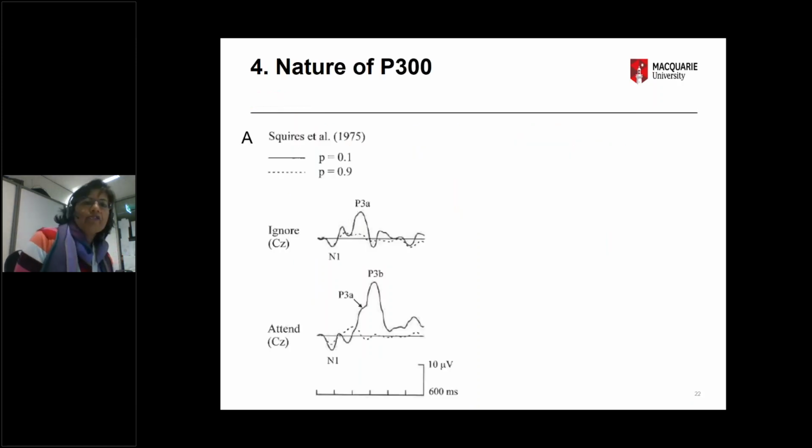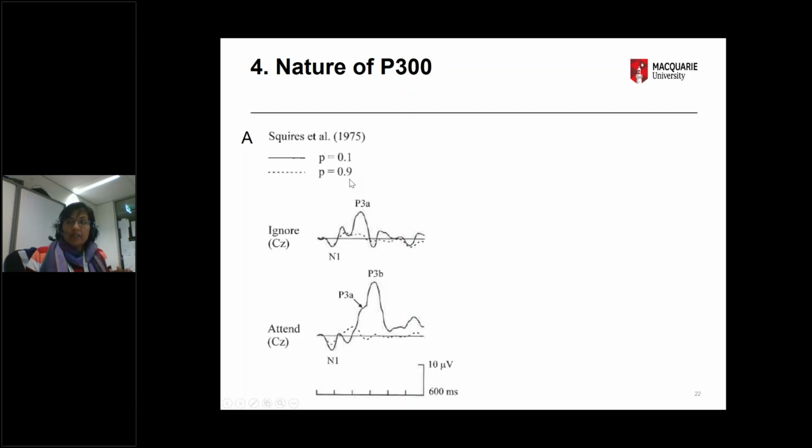Now, this is when it gets a bit interesting, when we talk about why we get a P300. So this goes back to a study by Squires, and it holds true even now. What this is showing is the two tones here. The continuous line has a probability of, say, 10%, and the dotted line has a probability of 90%.